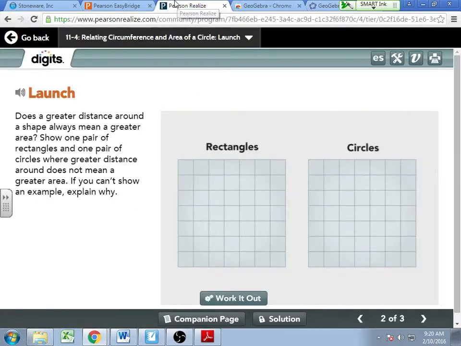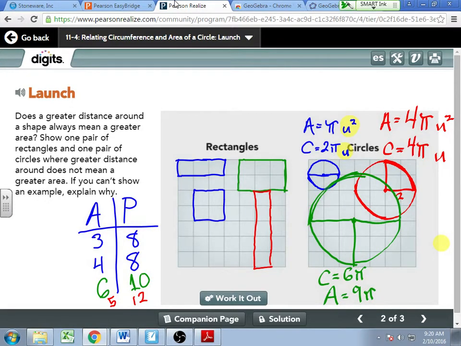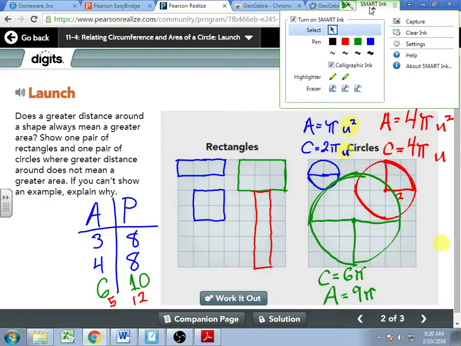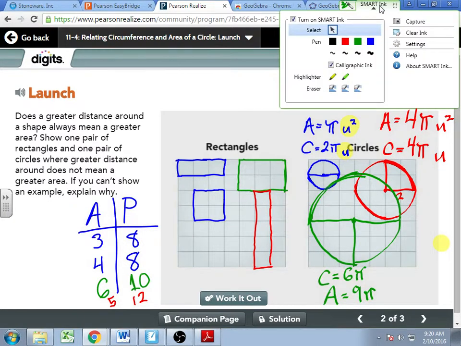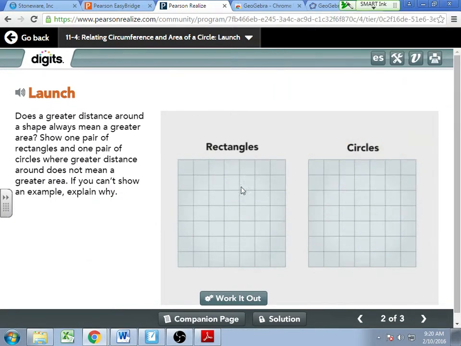An ellipse is not a circle. So that's where the rules kind of get broken. But still, if you have an ellipse that is similar to a previous ellipse and you have a larger distance around the ellipse, it'll have a larger area as long as it's similar. But not all rectangles are similar. That's where the issue comes into play.